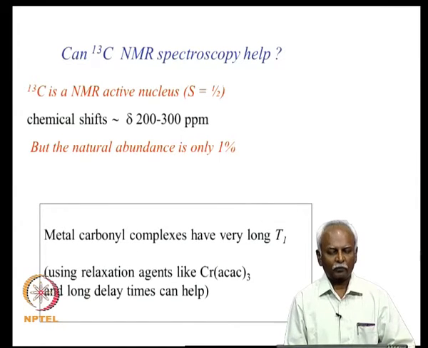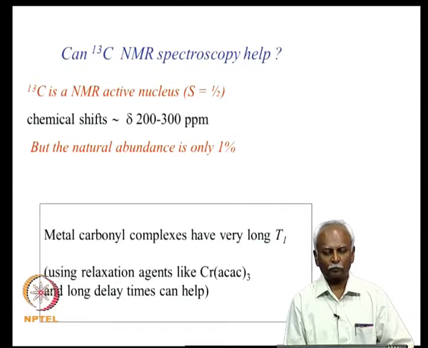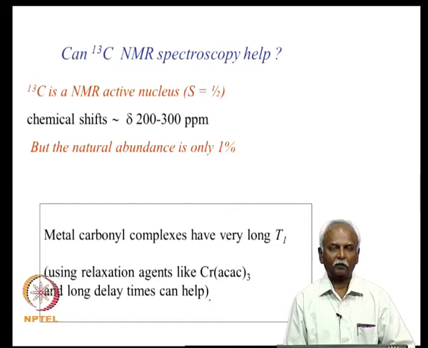Carbon monoxide complexes can also be studied using carbon-13 NMR spectroscopy, and the only difficulty in these cases is the fact that the natural abundance of carbon-13 is only 1%, and since carbon is not a very sensitive nucleus, you tend to have very weak signals for the carbon monoxide in metal carbonyl complexes. And so, what one usually does is add some external agents into the sample so that the relaxation is fairly fast. So, you can have reasonable signals for the carbonyl carbon, that is the 13C in the carbonyl.